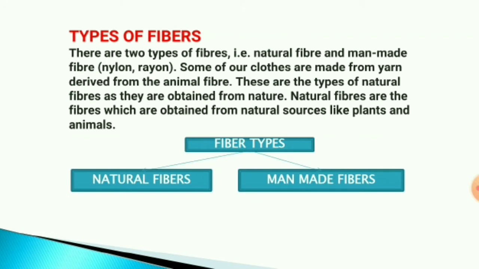Types of fibers. There are two types of fibers, natural fibers and man-made fibers, for example, nylon and rayon. Some of our clothes are made from yarn derived from animal fiber. These are the types of natural fibers as they are obtained from nature. Natural fibers are the fibers which are obtained from natural sources like plants and animals.